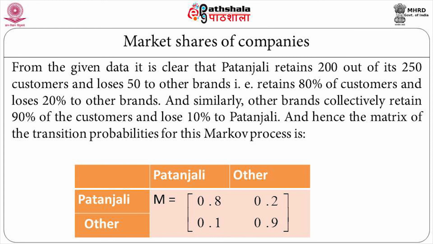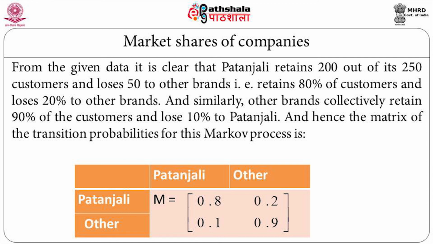From the given data it is clear that Patanjali retains 200 out of its 250 customers and loses 50 to other brands, that is, it retains 80% of its customers and loses 20% to other brands. Similarly, other brands collectively retain 90% of their customers and lose 10% to Patanjali, and hence this is called the transition matrix, or matrix of transition probabilities.